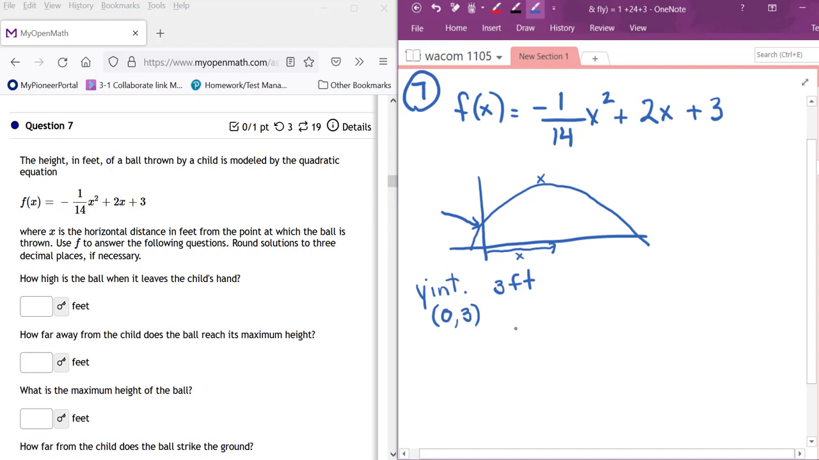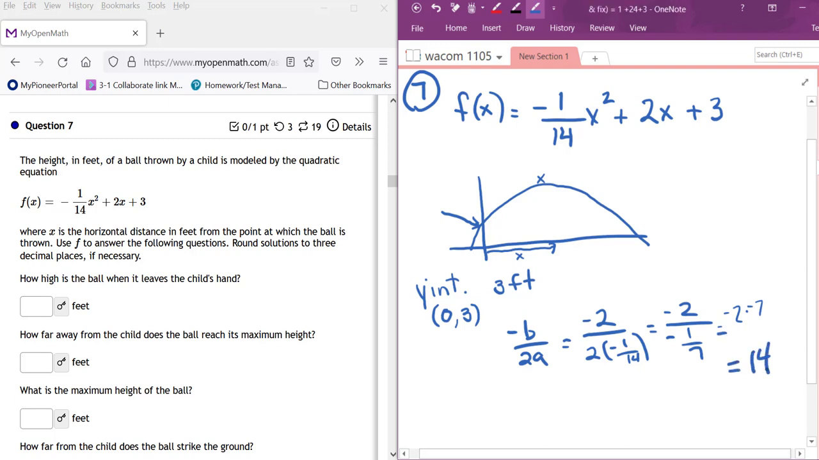So it is negative b over 2a. So it is negative 2 over 2 times negative 1 over 14. And this is negative 2 over negative 1/7. And you would change this to multiplication and this would flip. So you have negative 2 times negative 7. So this gives us a positive 14 for the x of the vertex.